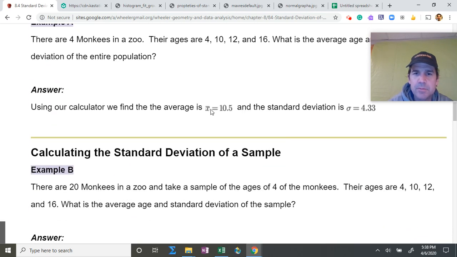So X bar is what we use for mean. Sometimes you use the Greek letter mu, but I don't think that comes up in these. And standard deviation is a little sigma.